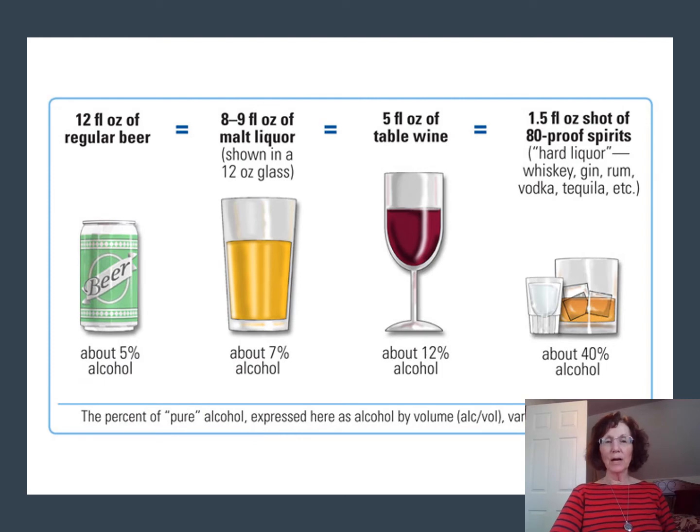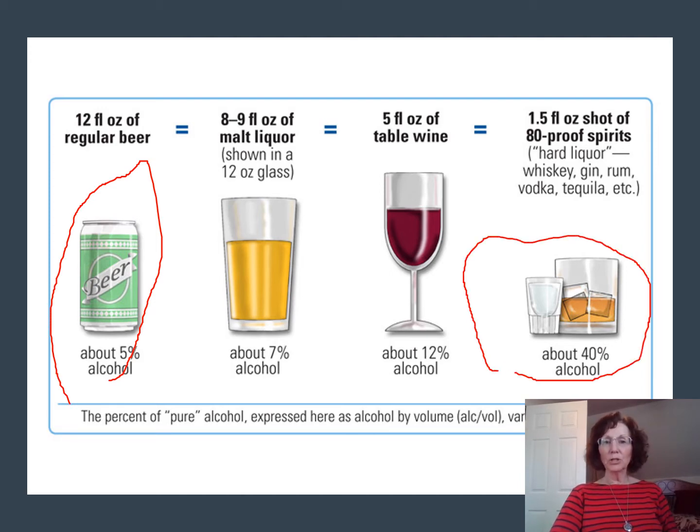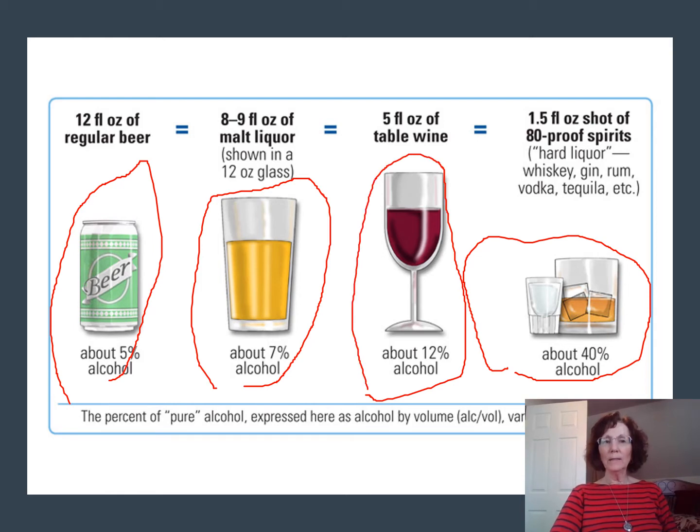This is a standardized tool that you can use with your SBIRT because you want to identify if it's a beer this size, alcohol in the amount of 1.5 shots, which is this size, or an 8 to 9 ounce malt liquor, or maybe they're drinking 5 ounces of wine, and we want to know what size and what quantity they're drinking. So please keep this chart handy when you're asking patients what kind of drinks and the amounts that they are drinking.